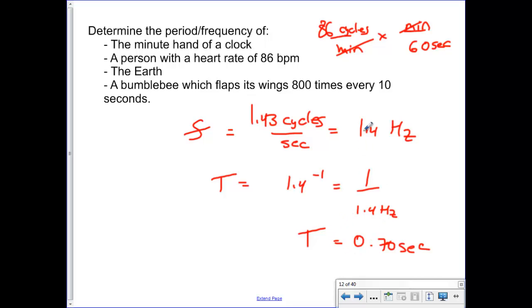The other way of looking at it is your heart beats 1.4 times per second. Let's say it one more time. 1.4 times per second your heart beats, or every 0.7 of a second your heart beats. It depends on how you want to look at it.